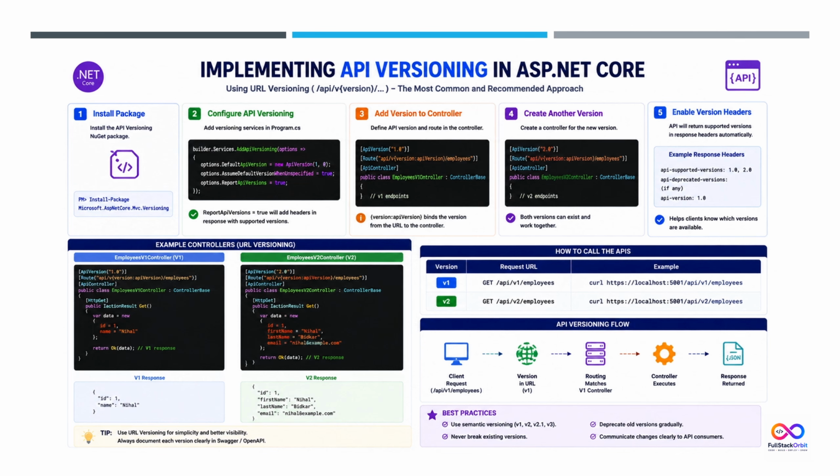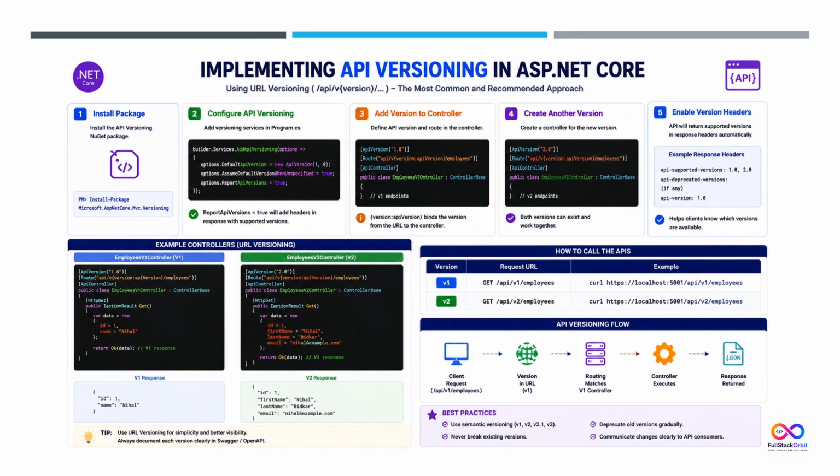Now let's discuss some interview tips. One of the common interview questions is which API versioning strategy is most commonly used? You can answer: URL versioning is the most commonly used approach because it's simple, readable, easy to test, and easy to maintain. Another important interview question is why do we need API versioning? In that case, you can answer: API versioning helps maintain backward compatibility. It allows existing clients to continue using the older version while new clients can use the latest version without breaking the existing integration.